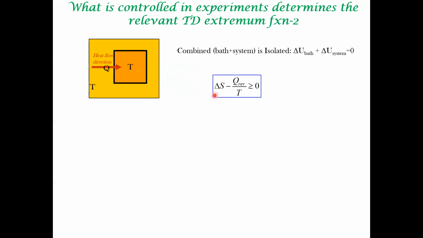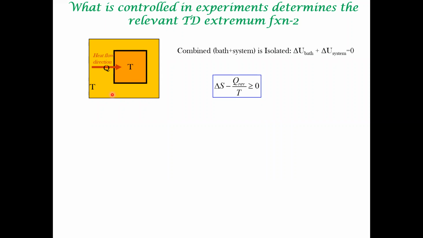So delta S is the delta S of the system, and the delta S of the system and the delta S of the bath, when added together, should be greater than or equal to zero. How do I define delta S of the bath? I know, for example, in this case, there is heat flow into the system, right? So this is a thermal bath. Therefore, the temperature is not changing.